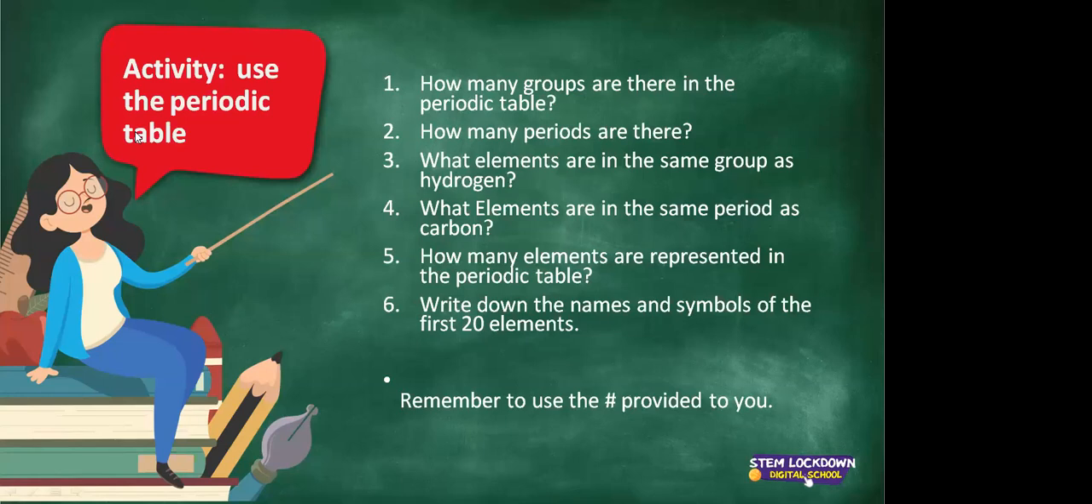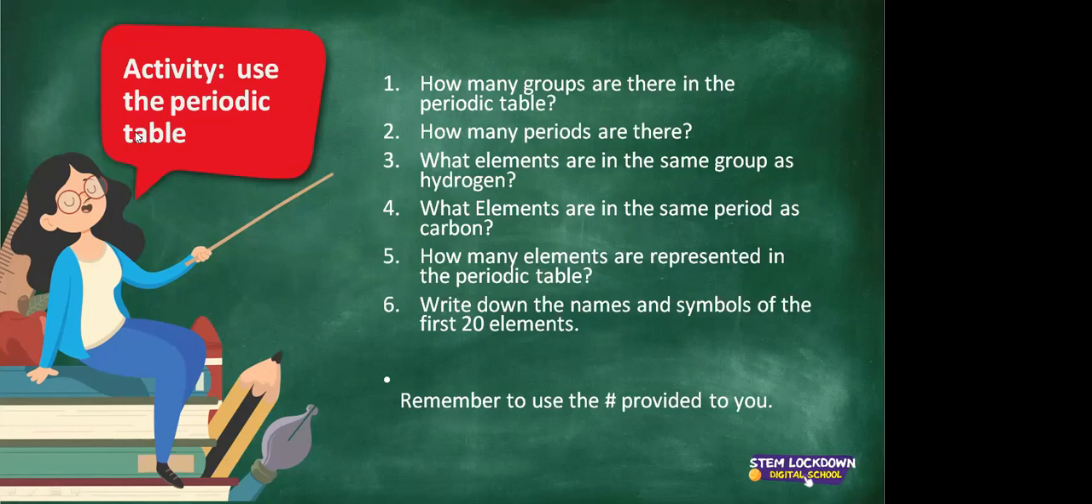You are using your periodic table, grade 9. What elements are in the same period as carbon? You're looking at your periodic table, and you already know that periods run from left to right. So you say, okay, carbon is in period 2, therefore lithium, beryllium, boron, carbon, nitrogen, oxygen, fluorine, and neon are in the same period.